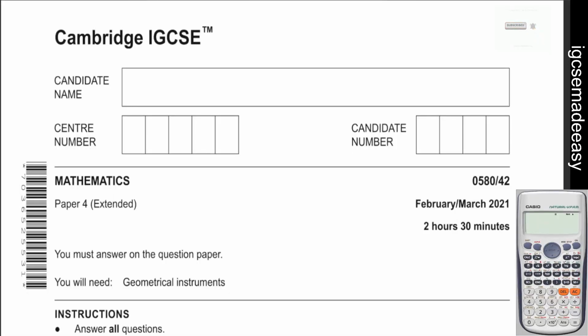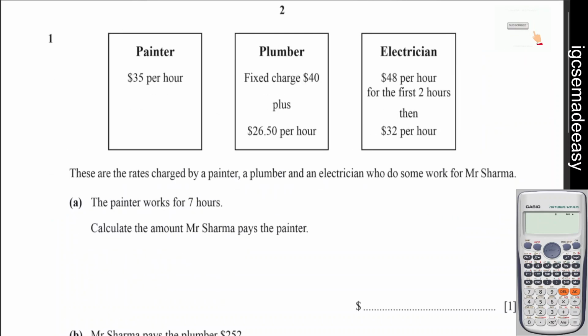So today we are going to start with Cambridge paper code 0580 February March 2021 paper 4 extended. So let's start with the first question. Question number 1.